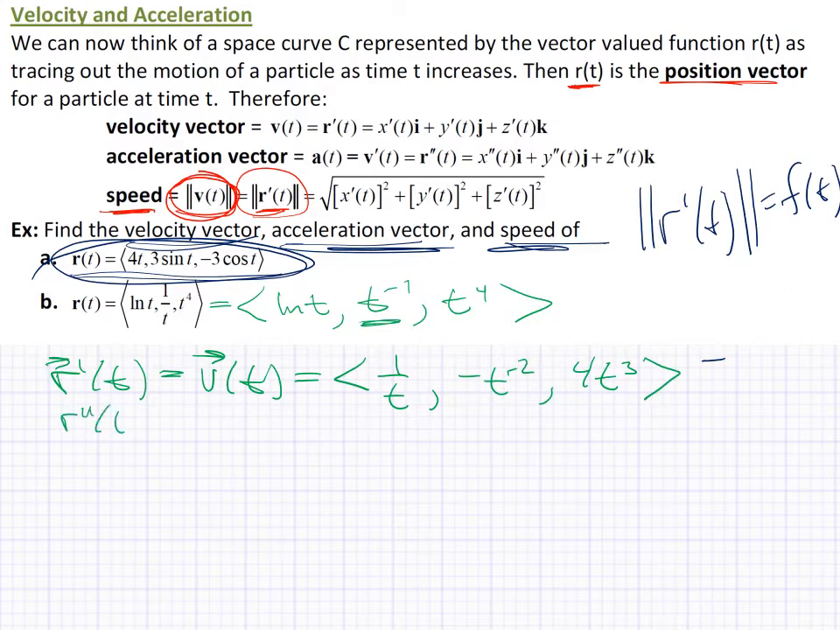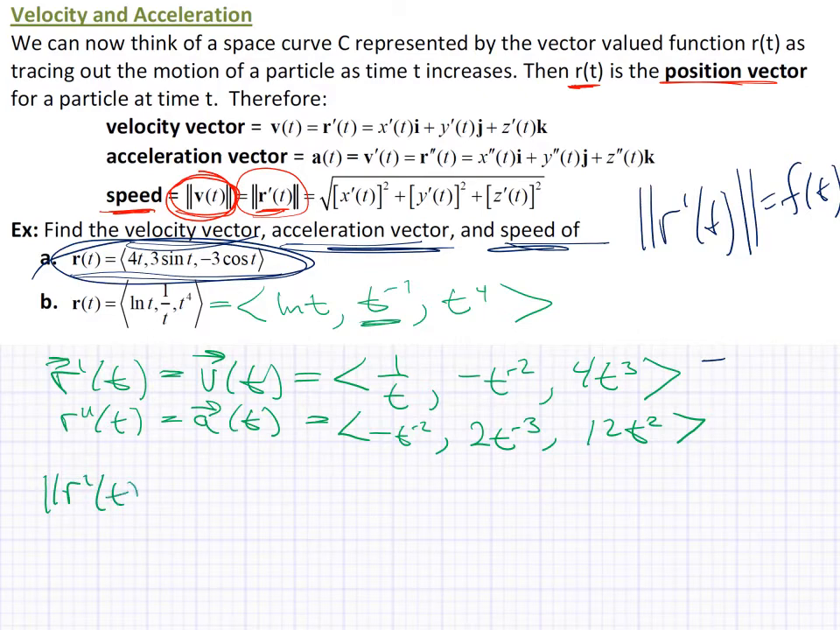Second derivative, which is our acceleration vector, is going to be, well, this is now t to the negative 1, so that's negative t to the negative 2. This one will be, what, 2t to the negative 3, and this will be 12t squared. Okay? If we want to find the speed, we need the magnitude of r prime.